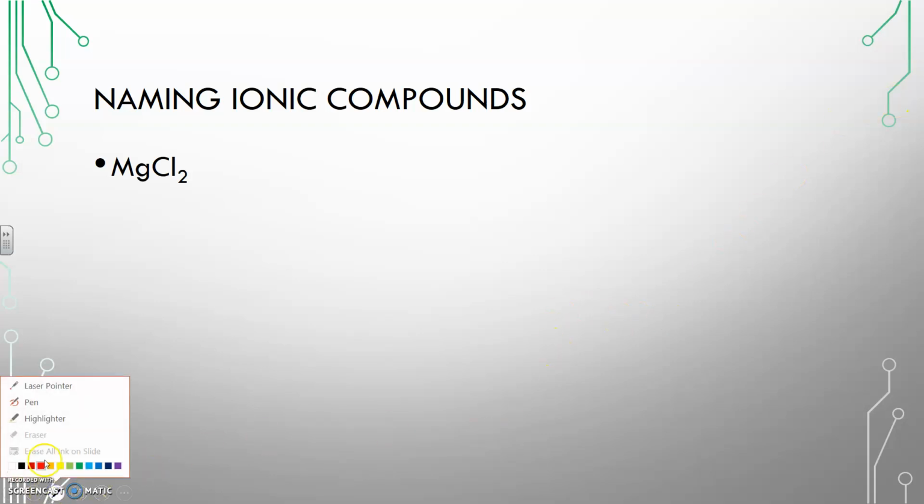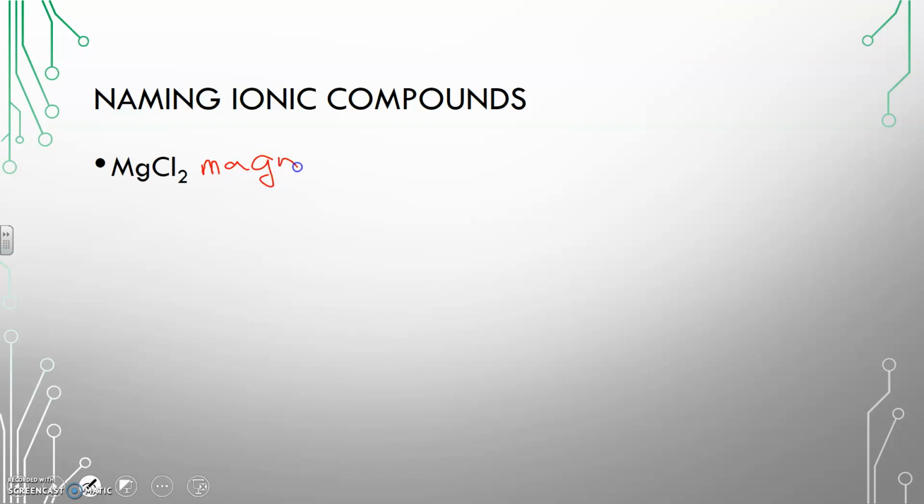So if you look at a periodic table, you will see that Mg is magnesium. Let me see if I can write with my finger here. Okay, and then Cl is chlorine. Okay, but remember this is an ionic compound, so we have to change the ending of the second word here. We have to change the ending of the chlorine. Okay, so we have to change that to chloride.